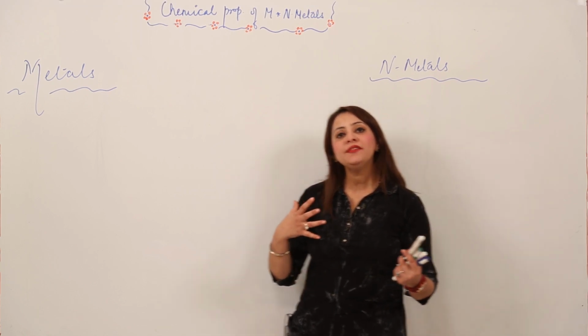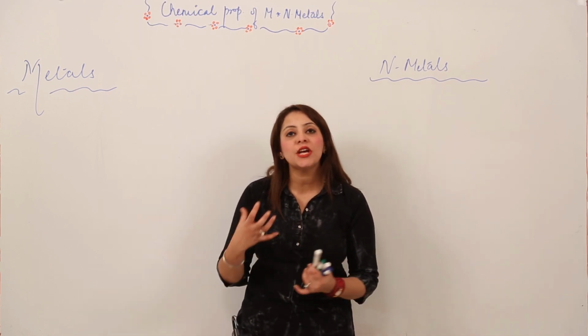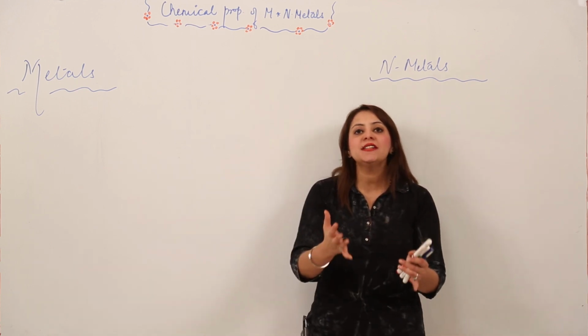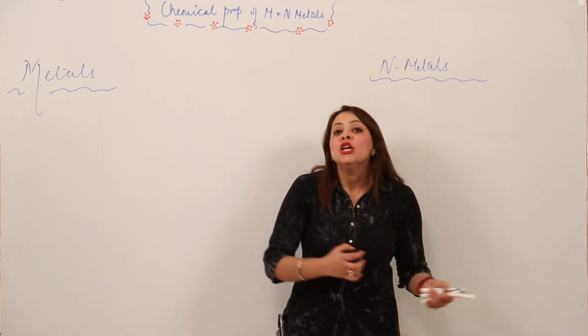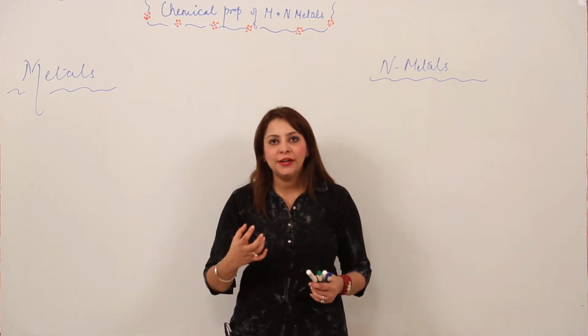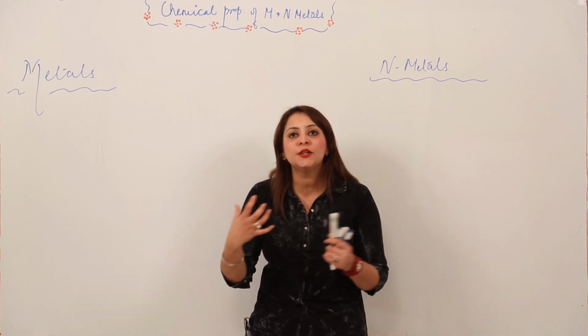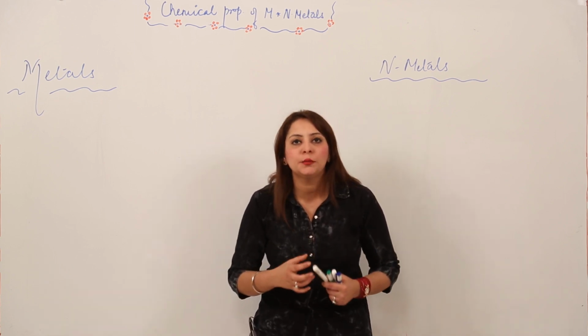Now, as you all are familiar, the elements can be classified into metals, non-metals, and we do have the metalloids, right? Now we'll just be considering the metals and non-metals, or you can say we'll be differentiating metals and non-metals on the basis of chemical properties, right?